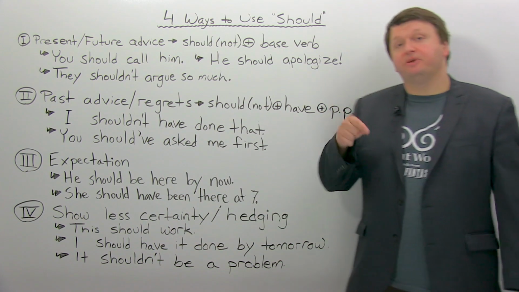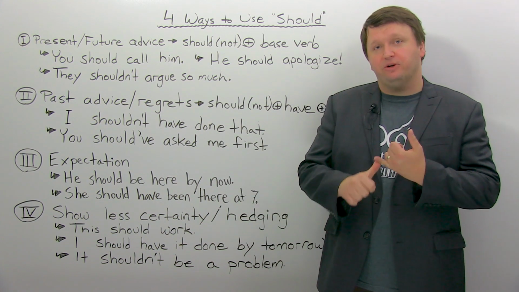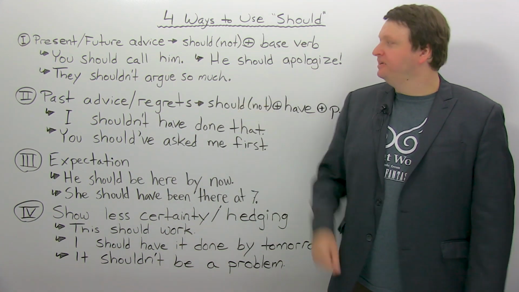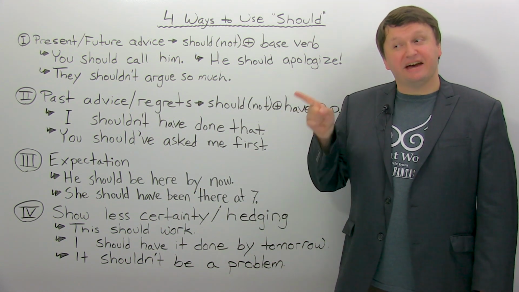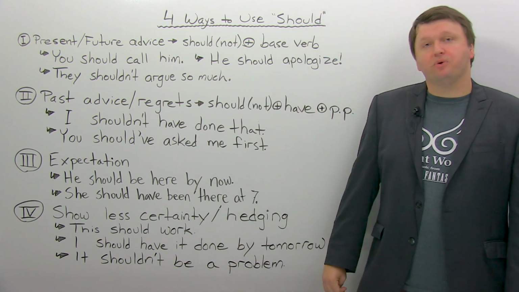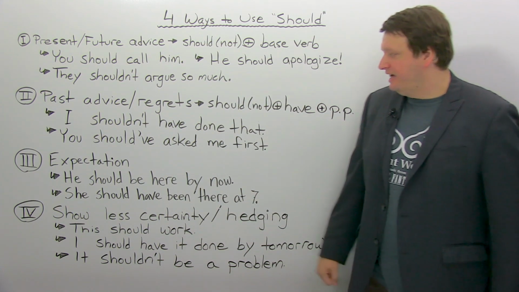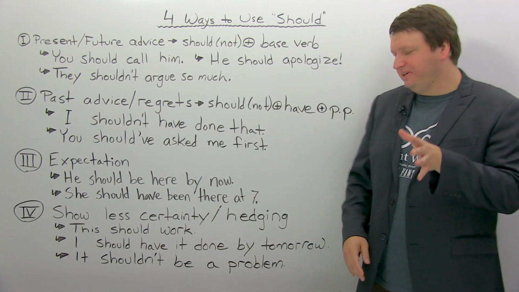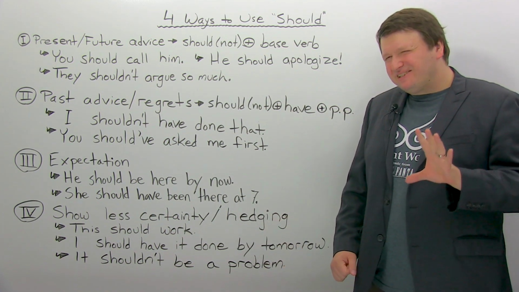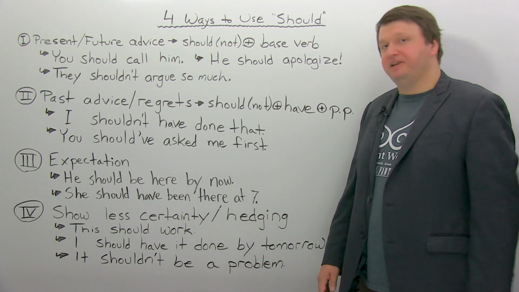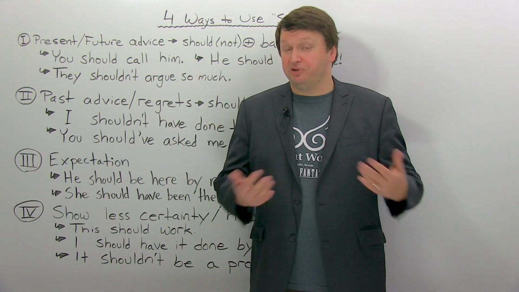Beautiful. So just to review, there are four ways that you can use should in English. One, for present or future advice. You should call him. Two, for past advice or past regrets. You shouldn't have done that. Three, for expectation. He should be here by now. And four, to show less certainty or to hedge what you're promising to someone. This should work, okay? So really, by watching these videos, you should be able to improve your English pretty quickly.